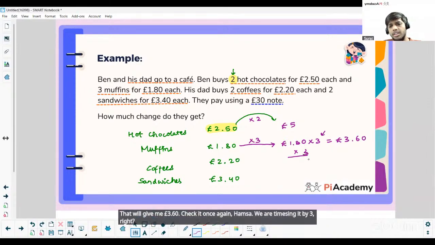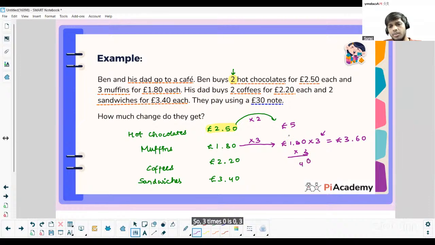So 3 times 0 is 0. 3 times 8 is 24. 3 times 1 is going to be 3. Add 2 to it, this becomes £5.40. Okay, check it once again.